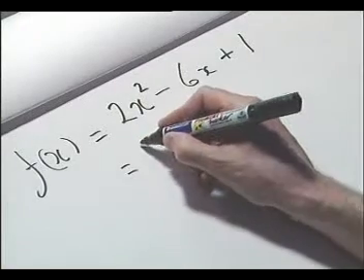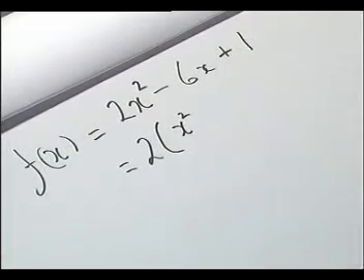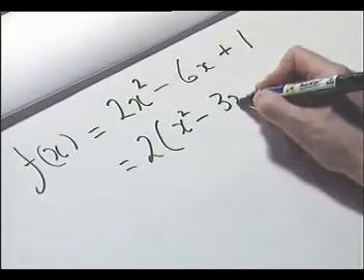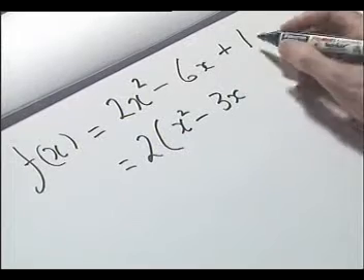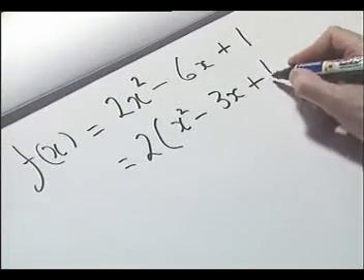Our first step is to take out that 2 as a factor. 2 brackets x squared minus 3x. And we've got to take the 2 out of this as well. So that's a half.